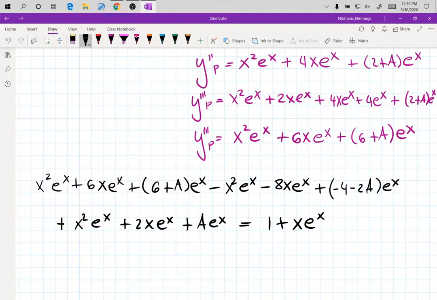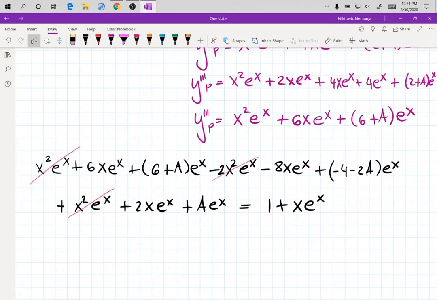So I hope these guys cancel, and they do. There was supposed to be minus 2 over there because it's multiplied by 2. There we go. So all of these x squared terms cancel out, and the rest should hold.